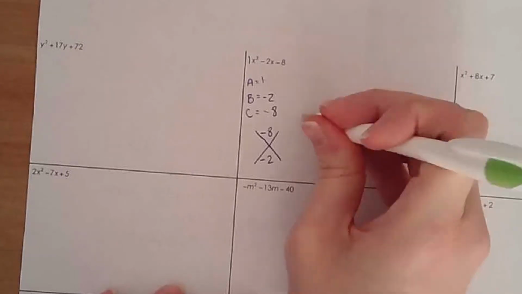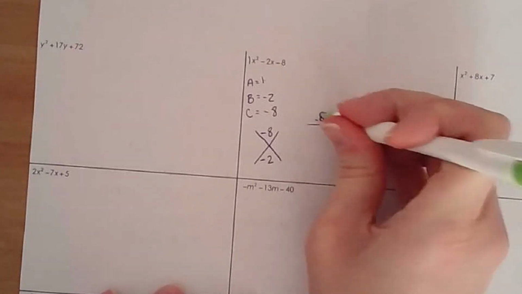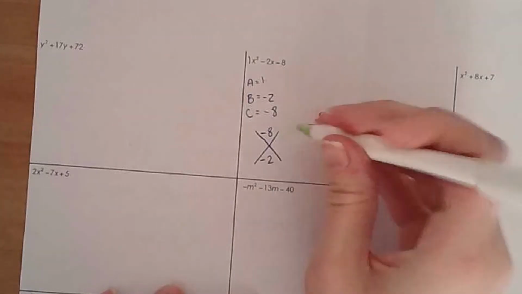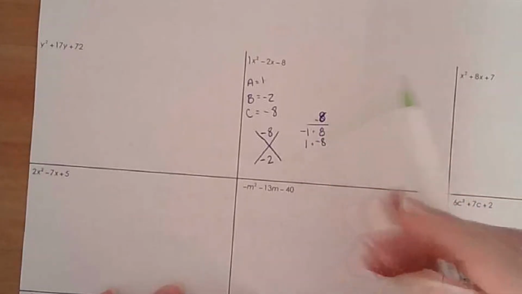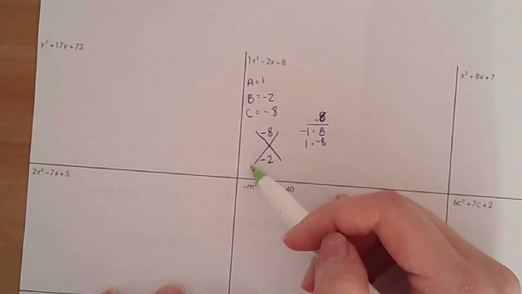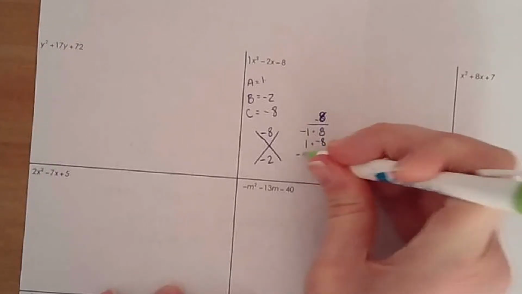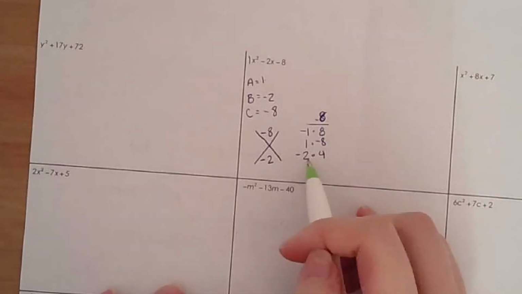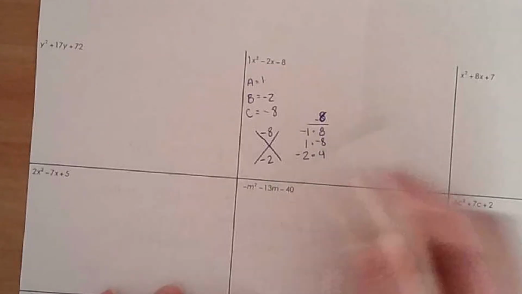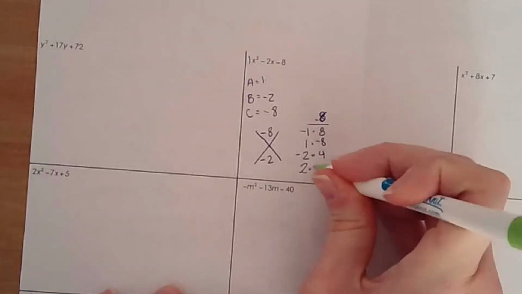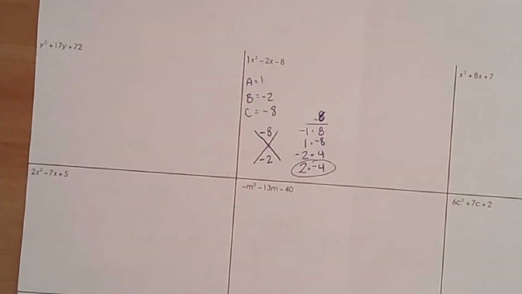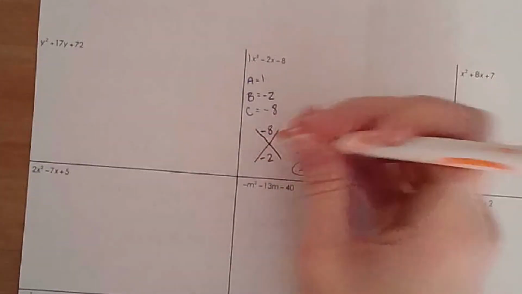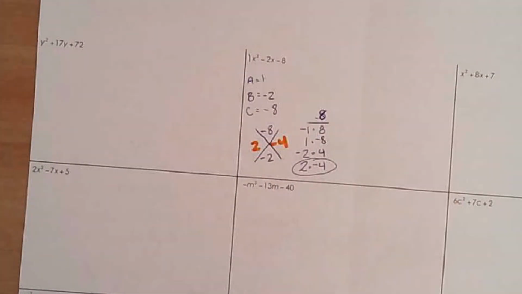Let's see. If I have negative 8, I know one of my terms is going to have to be negative. So I could have negative 1 times positive 8. I could have positive 1 times negative 8. Those aren't going to add together to give me negative 2. I could do negative 2 times positive 4. Negative 2 plus 4 would be positive 2. So that means that this pair, 2 times negative 4, if I add those together, I'll get negative 2. So I know these are the magic numbers for my middle term, 2 and negative 4.